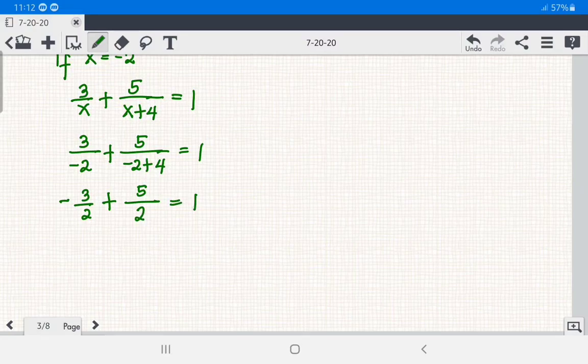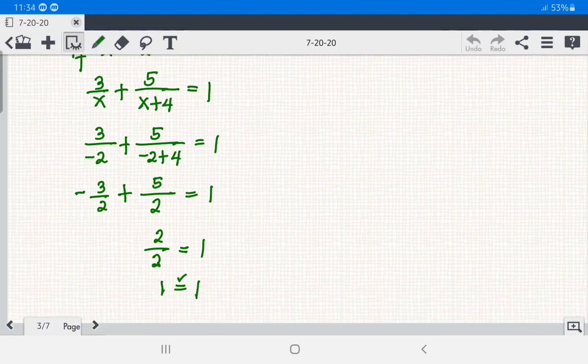Then equals 1. Now, negative 3, as you can see, we have same fractions or similar fractions, right? So what you are going to do is simplify the numerators. Negative 3 plus 5, we have positive 2, over 2 because you just copy the common denominator, which is 2, then equals 1. 2 divided by 2 is 1, equals 1. Check.